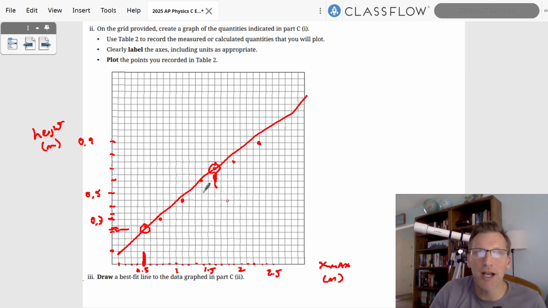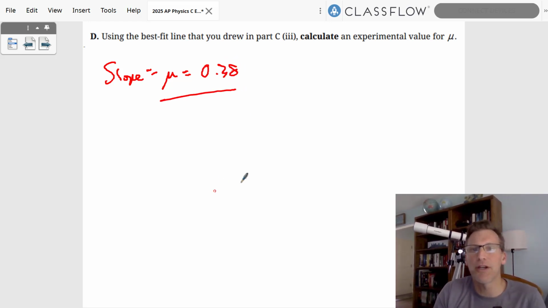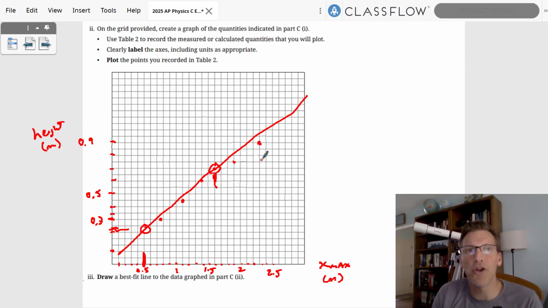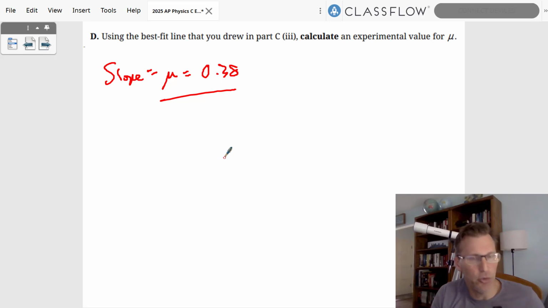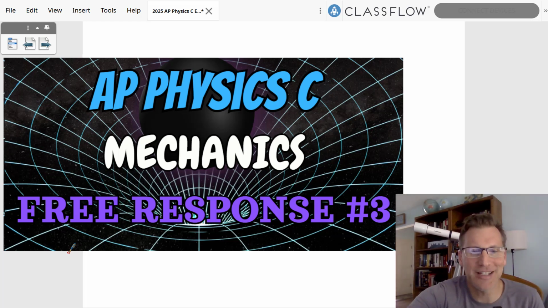I'm going to do the slope, the rise over run. My slope I got when I did it on my calculator, I got 0.38, which is a great slope for mu. Now again, if you graphed it differently, with the height and x max, your slope would be 1 over mu, which means you would have to do the reciprocal to get this mu of 0.38. And that was question number 3, the AP Physics C Mechanics free response question. Hope that helped, and I'll see you around.